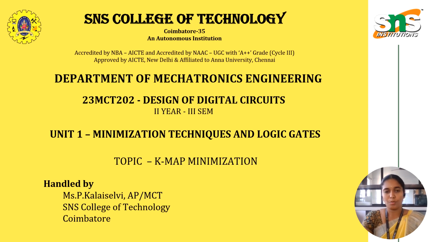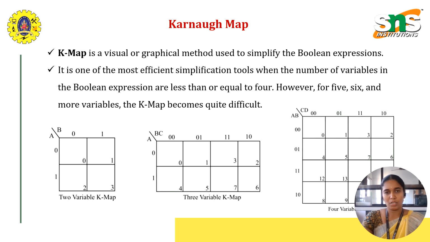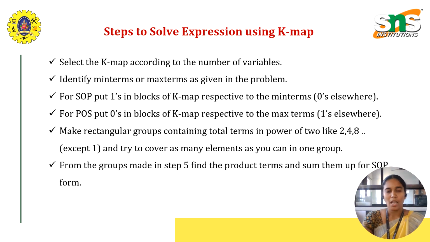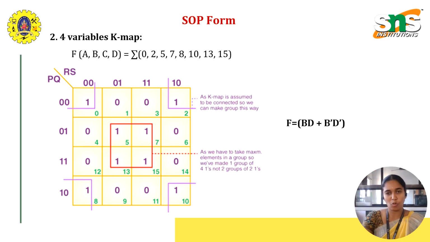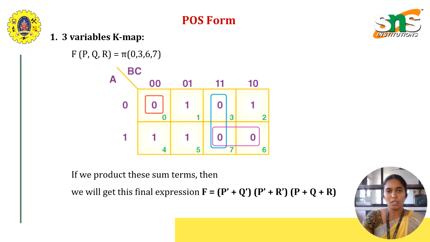Today we are going to see the topic K-map minimization for the product of sum function. In the previous session we saw K-map minimization for the SOP function: what a K-map is, the different representations, the steps involved in K-map simplification, and then the SOP form for 3 variables and 4 variables. So today we are going to see the POS form.